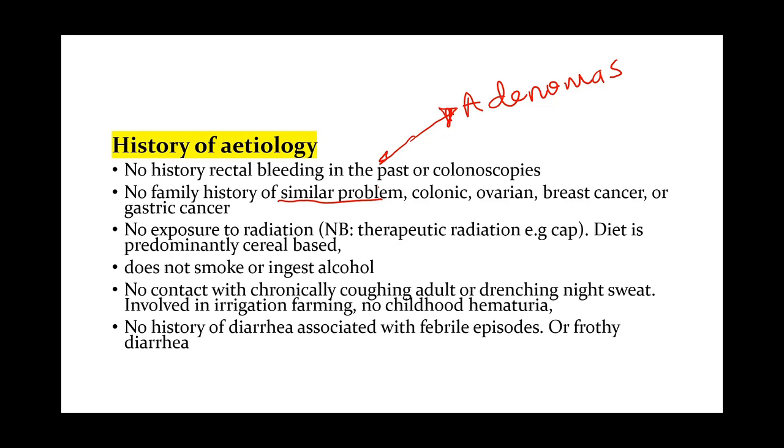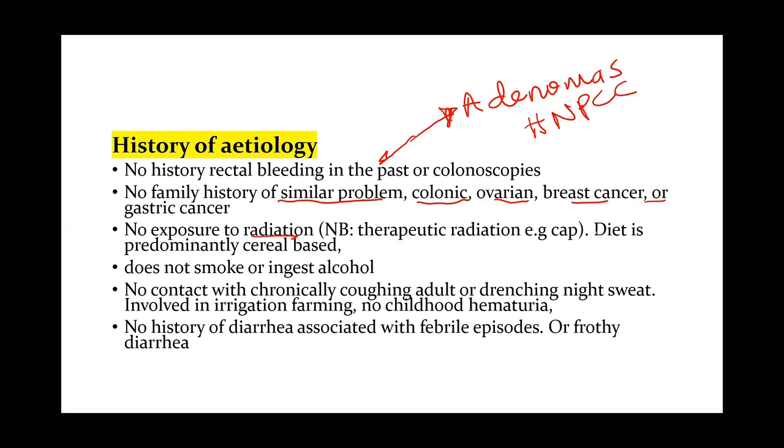No family history of similar problems. We talked about genetic risk factors, okay? We talked about HNPCC, where we even discussed the Lynch 1 and the Lynch 2. We said Lynch 1 is colon cancer specific. Lynch 2 is cancer family syndrome, which we outlined. So no family history of similar problems, colon, ovarian, breast, or gastric CA. No history of exposure to radiation. We said therapeutic radiation for prostate cancer is a risk factor for rectal cancer.